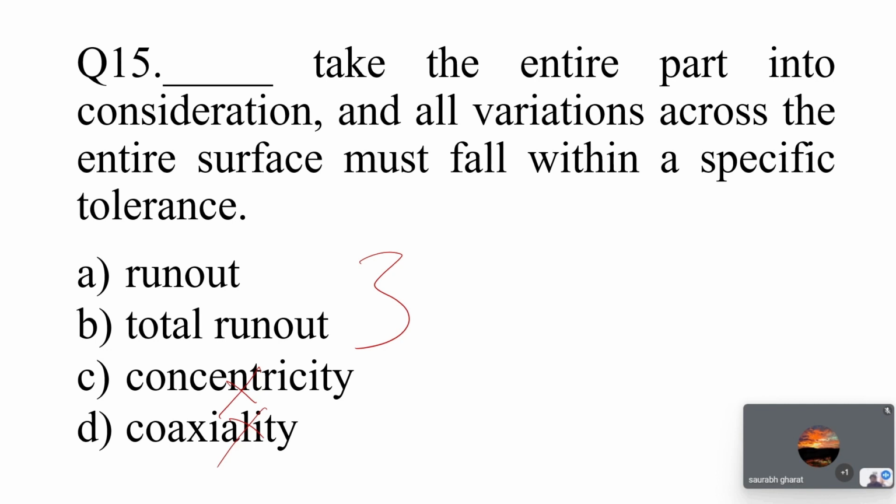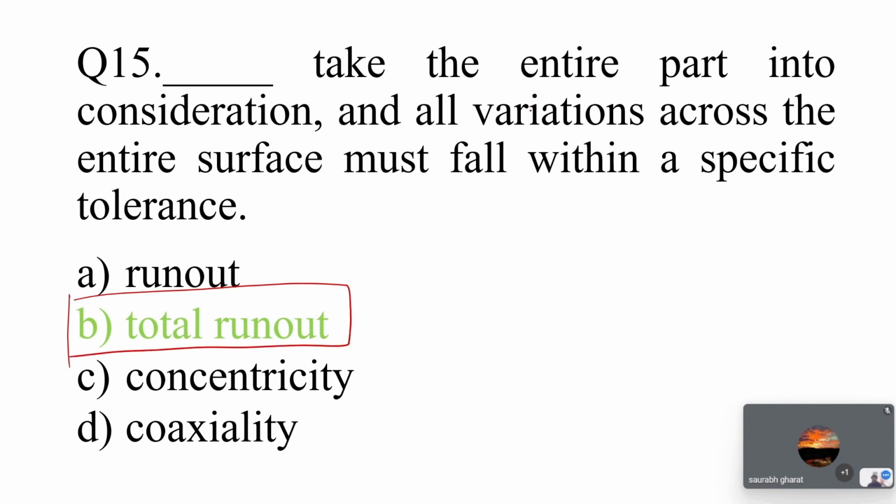If you go to the slides, you might get the answer: total run out is the actual answer. Total run out takes the entire part into consideration, and all variation across the entire surface must fall within a specific tolerance. So the entire surface and the entire part are taken into consideration for total run out. Why are you taking it? Because you're taking the entire part.